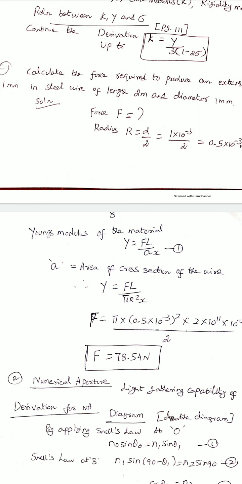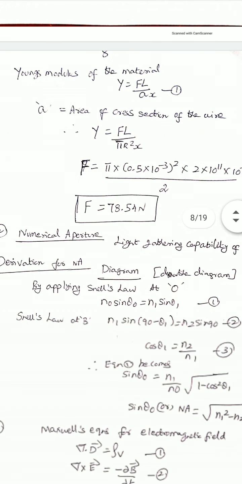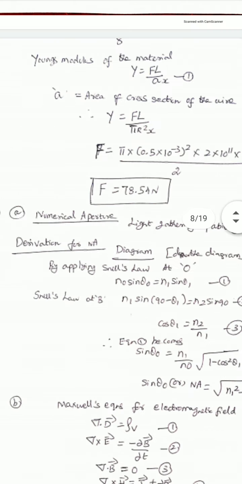So 5a, that is what is numerical aperture, and then derive the expression for the same. So here numerical aperture is the light gathering capability of the optical fiber. Then the derivation for numerical aperture. So for that first you have to draw the diagram. Okay, so draw a neat diagram, and then arrow marks. So all these light rays should be shown with arrow marks only.